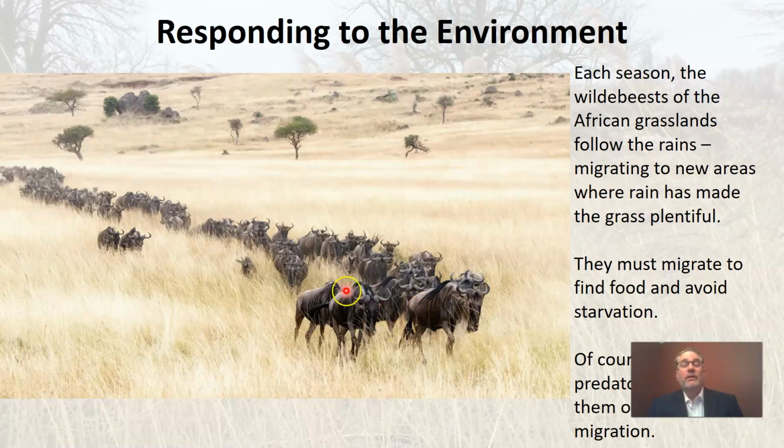Interestingly, when the prey animals move, when they migrate, you'll often see some of the predators that will move with them. They will follow the herds, and all following the rain. So this is a pretty good example of a way that you may have organisms responding to their environment.